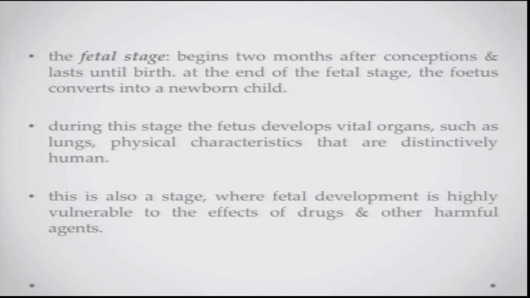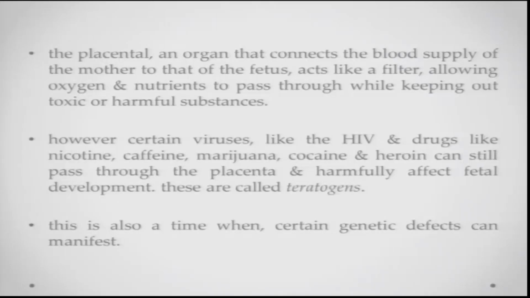During this stage, the fetus develops vital organs such as lungs, and physical characteristics that are distinctly human. This is also a stage where fetal development is highly vulnerable to the effects of drugs and other harmful agents. So the teratogens I was talking to you about, this is one of the stages where the effects are most felt. Now, the placenta, an organ that connects the blood supply of the mother to the fetus, acts like a filter, allowing oxygen and nutrients to pass through while keeping out toxic or harmful substances, teratogens, as I was saying.